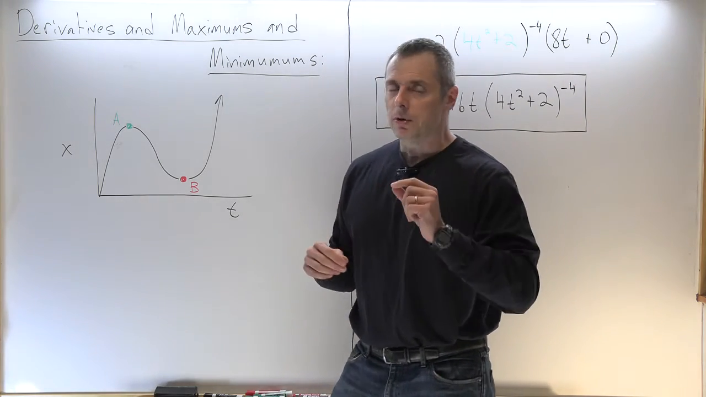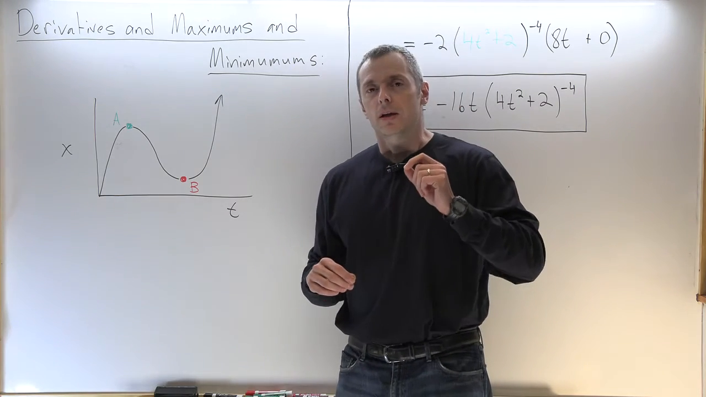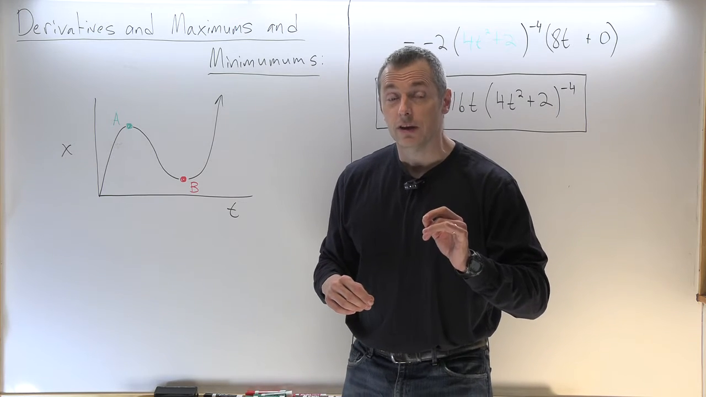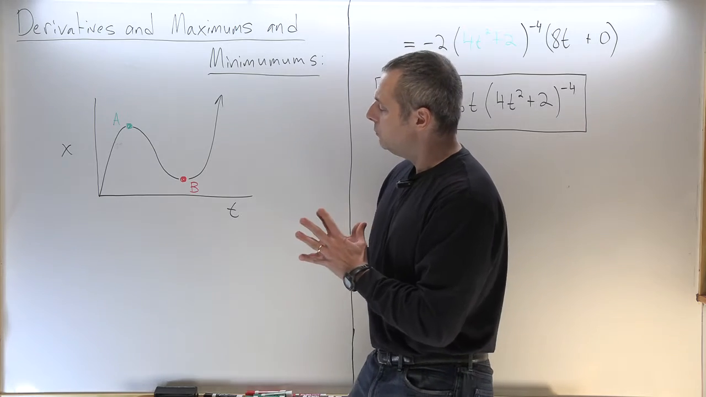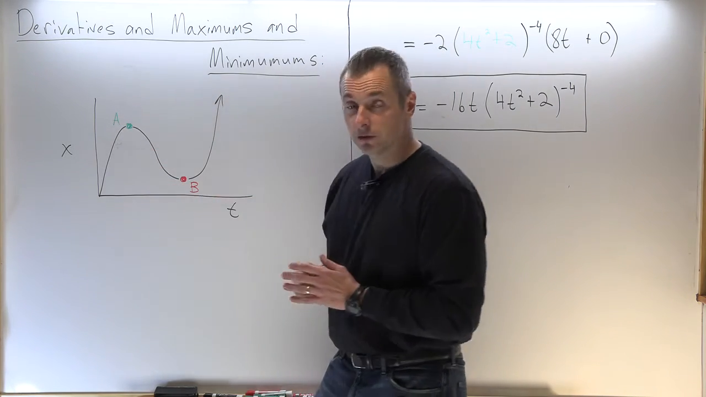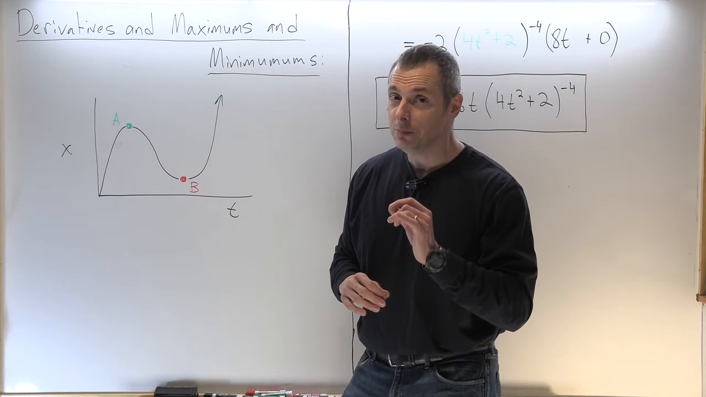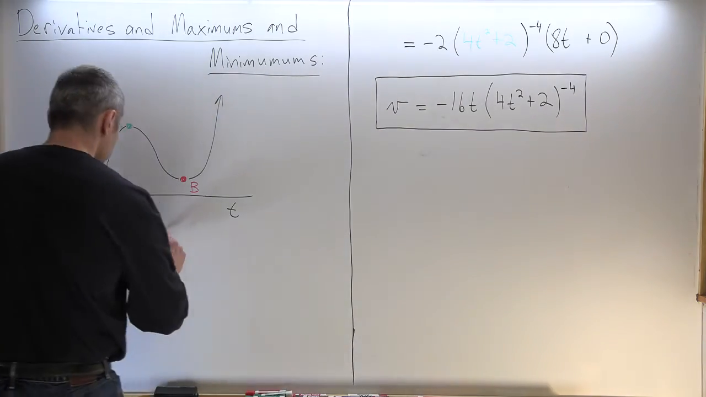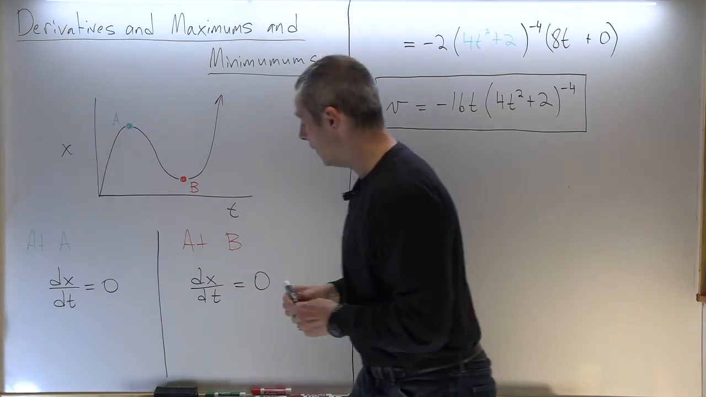Well, remember, a derivative is how fast something is changing with respect to another variable. Said graphically, a derivative is the slope of a graph. And what can we say about both these points regarding slope? The slope is 0 at both the maximum and the minimum. So let's jot that down. All right, so there we are.